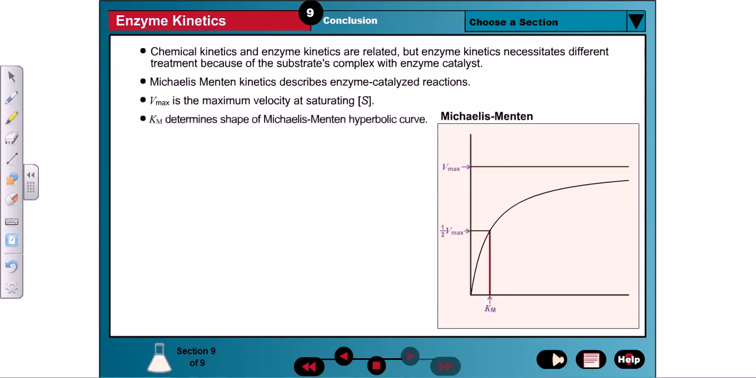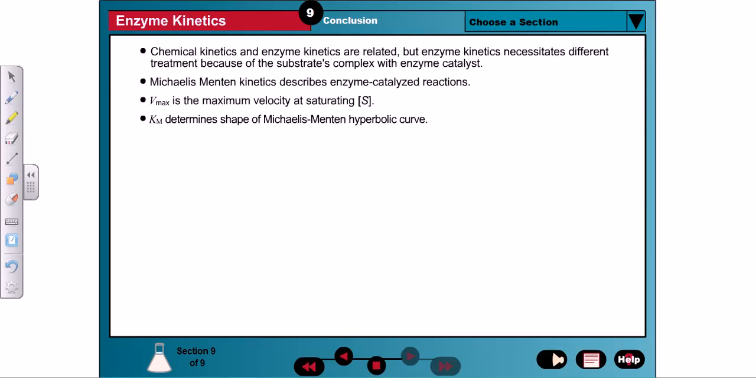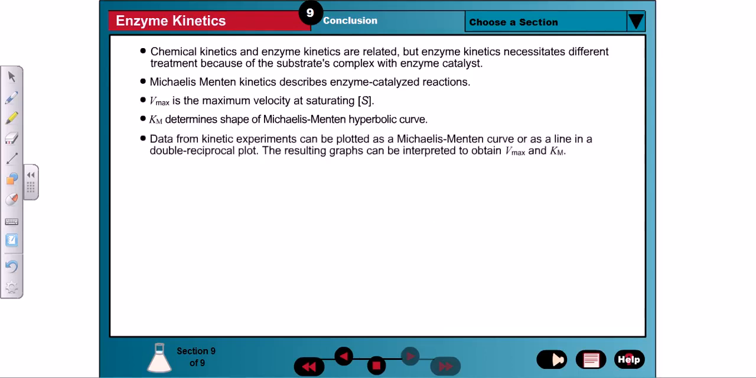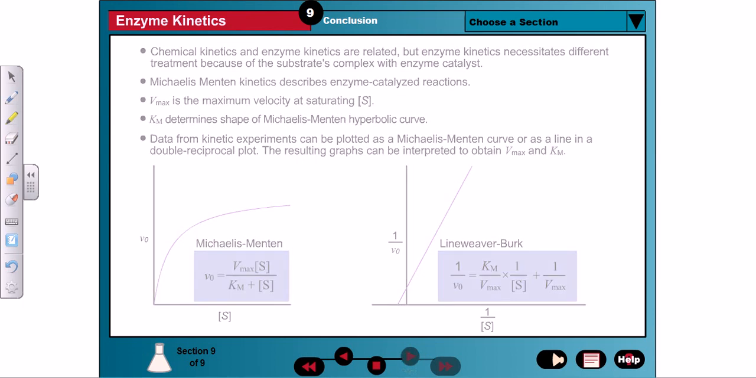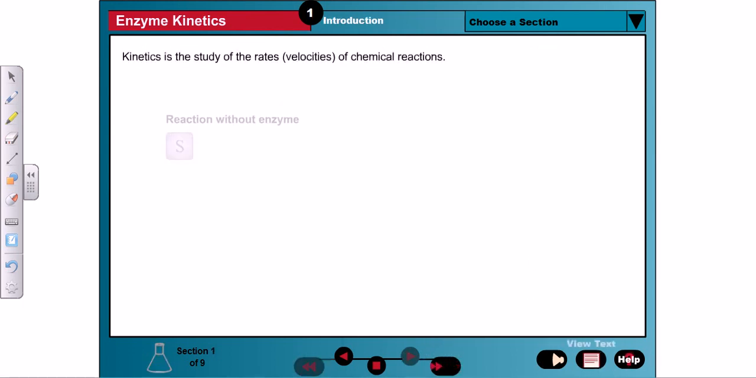Km is loosely related to substrate affinity, but a more correct description is that it determines the shape of the Michaelis-Menten hyperbolic curve. Kinetic experiments can quantify how the rate of an enzyme-catalyzed reaction changes with the concentration of substrate. Data obtained can be plotted and fit to the Michaelis-Menten equation, or rearranged into a double reciprocal plot. From these graphs, the kinetic parameters Km and Vmax can be obtained. Kinetics is the study of the rates of chemical reactions.